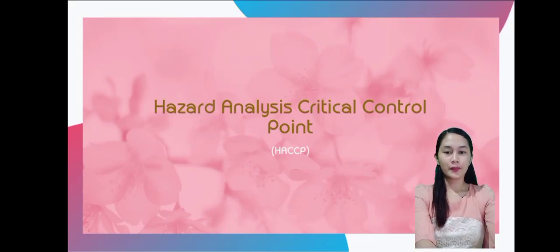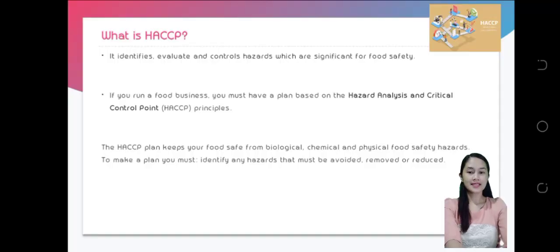Hello everyone, our topic for today is all about Hazard Analysis and Critical Control Point, also known as HACCP. What is HACCP? It identifies, evaluates, and controls hazards which are significant for food safety. If you run a food business, you must have a plan based on the hazard analysis and critical control point principles. So, the HACCP plan keeps your food safe from biological, chemical, and physical food safety hazards.